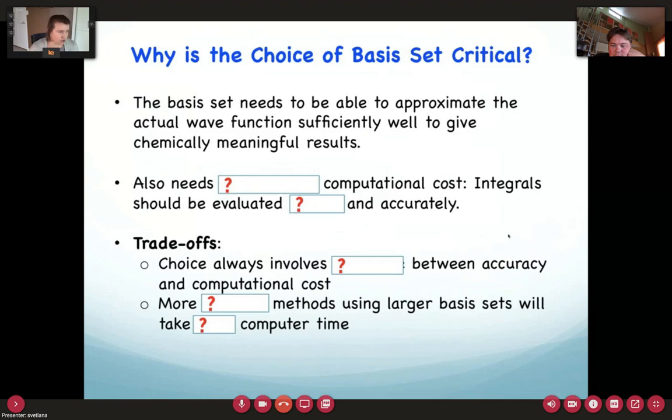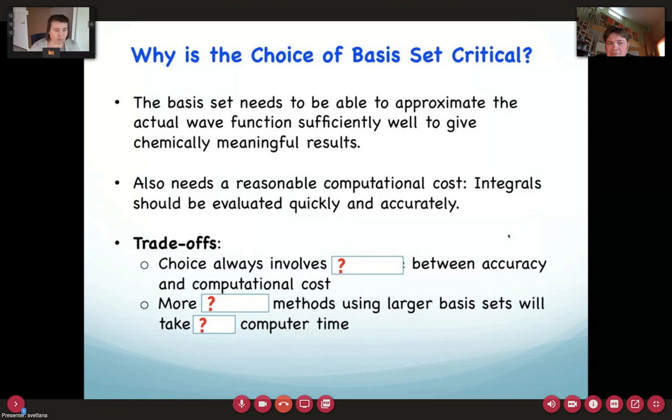So then what we need to do with the cost, for sure, we want it to be as small as possible. So we want it to be a reasonable computational cost. Reasonable means short, right? If you can do it with as little computational time as possible. When you do these calculations, everything is really about taking the integrals and solving the differential equations. So all these integrals should be evaluated quickly and accurately enough from a numerical point of view.